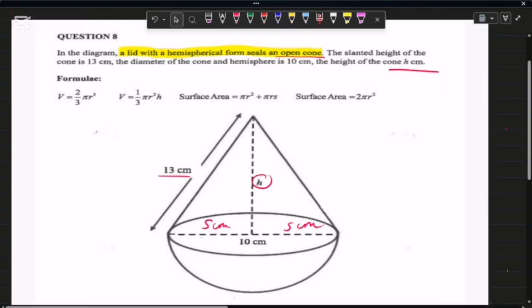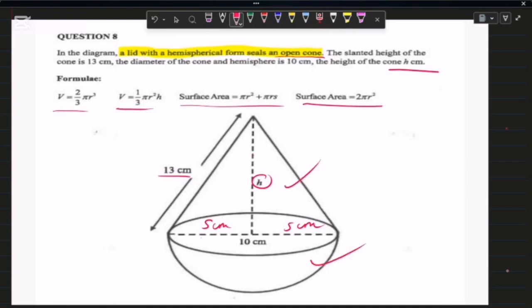Then they are kind enough to give us some formulas: a formula of volume and a formula of surface area. But it is our job to figure out which volume belongs to the cone and which volume belongs to the hemisphere. Let's try and figure that out.